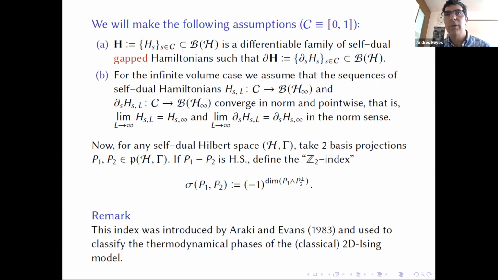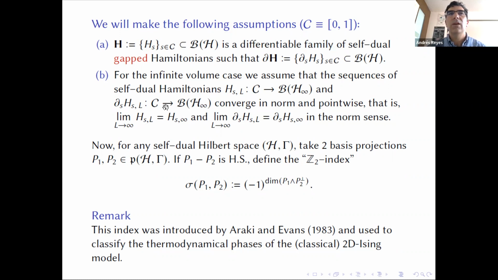So the idea is to consider a path of Hamiltonians which should satisfy certain properties, like being differentiable in a suitable sense, so that we can consider this flow of Hamiltonians, so to say. Then what we have done technically has been to consider these Hamiltonians to be defined on a lattice. And what we do is to consider restrictions of these Hamiltonians to finite sublattices in such a way that we can control the limit when the lattice grows to the full infinite size lattice.